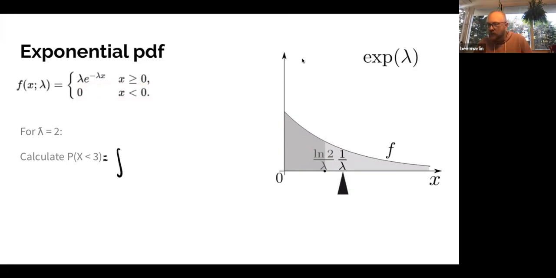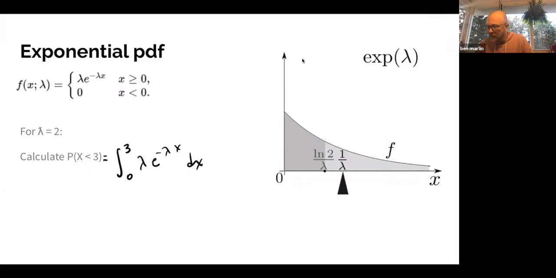We want to integrate across the portion of the support that is in our event. Our event is x is less than 3, and our support is x is greater than or equal to 0. So we will integrate from 0 to 3 because that's in both the event and the support. And what we will integrate is just the lambda e to the minus lambda x dx, okay?